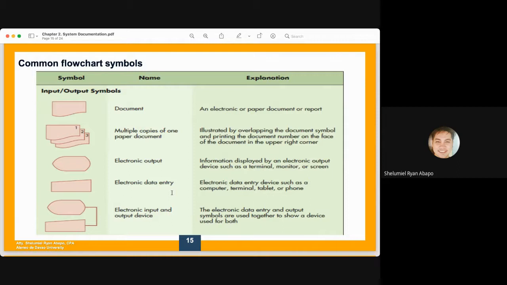And then we have the electronic input and output device, which is basically an electronic data entry that will also include an output device, such as a personal computer, because it's both input and output at the same time. And basically, most electronics are already input-output.